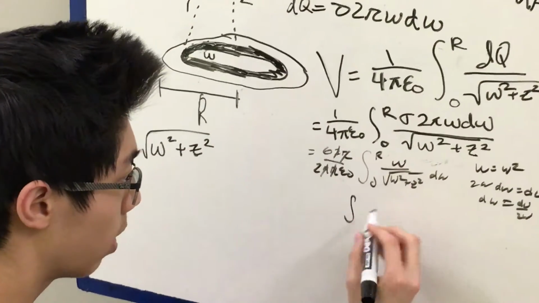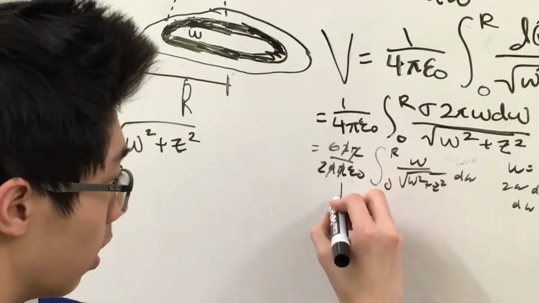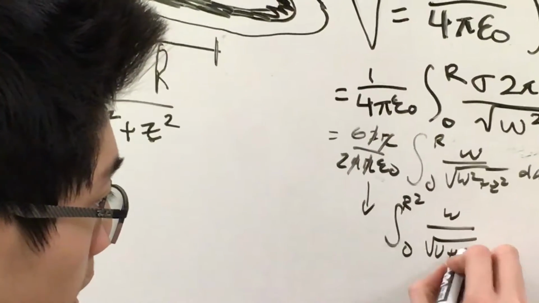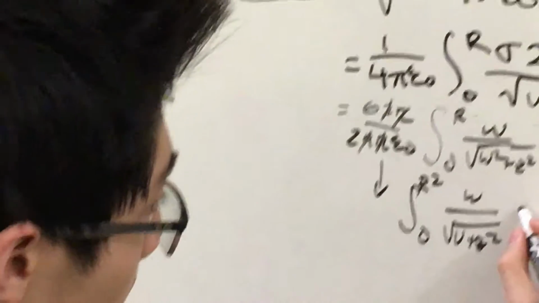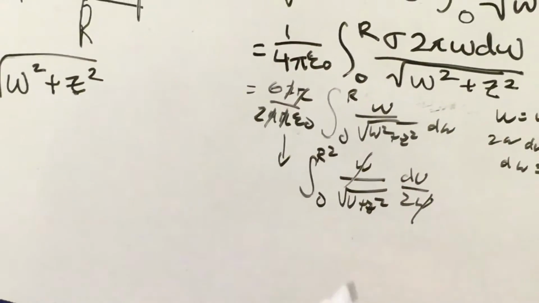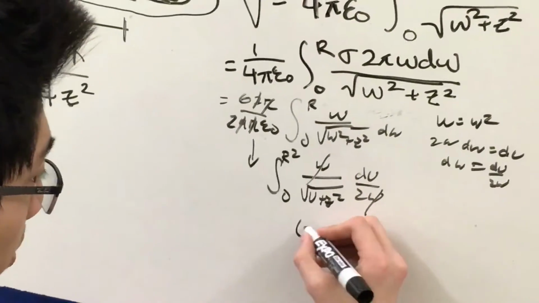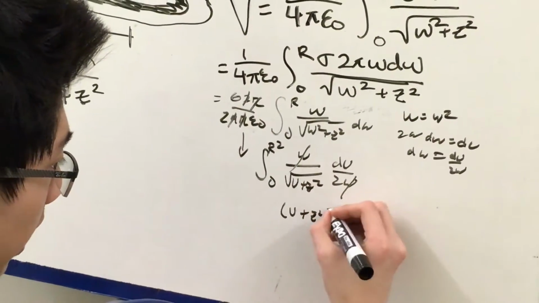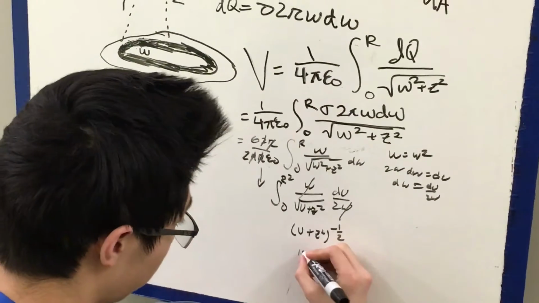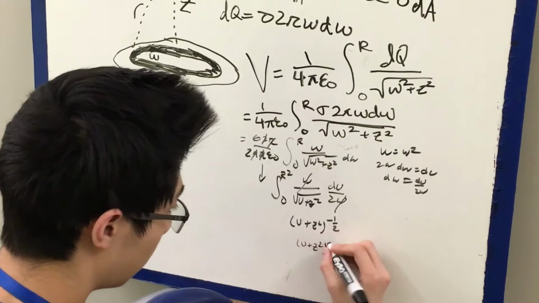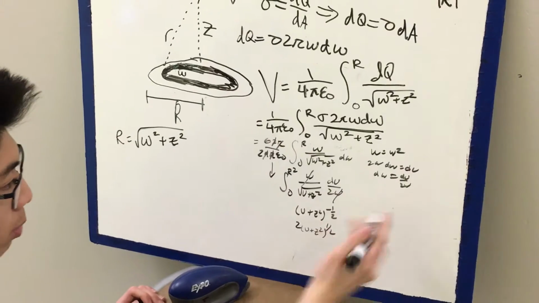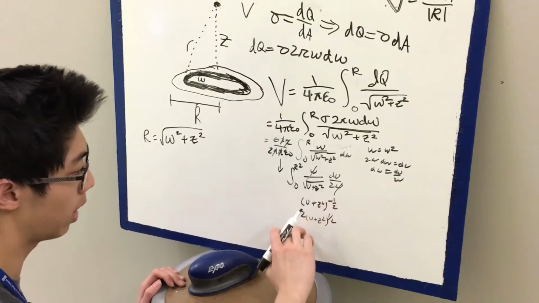So when we plug in our u, with bounds 0 to r squared, the constant comes down, of w over the square root of u plus z squared, where z is a constant, times du over 2w. So the w's cancel out. Now we have a pretty simple integral where we have u plus z squared to the negative 1/2, and we have this constant stuff outside. So this is going to be u plus z squared to the 1/2, divided by 1/2. Notice that when we divide by 1/2 and we have the 2 over here, those cancel.